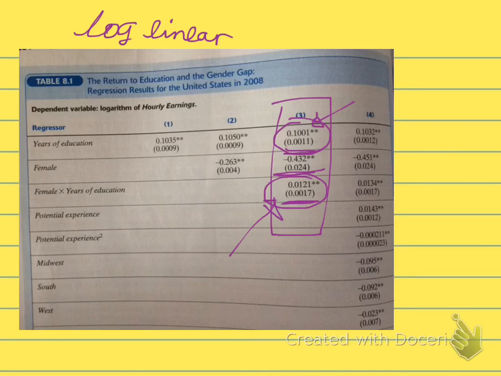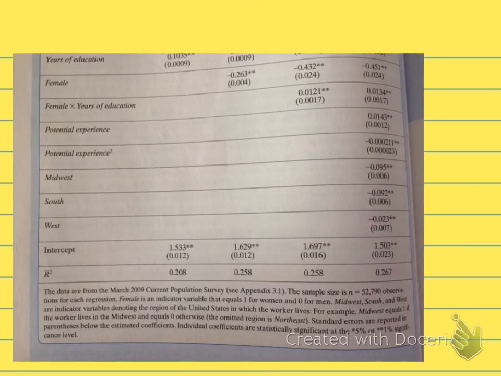When we include more control variables such as experience and region, we find that they're all significant, but they barely change the coefficients on female and female times years of education. So those are robust to these other control variables that we include in the regression. We might think a little bit about these other control variables. For example, potential experience is positive: each additional year of potential experience as you get older is associated with a 1.43% increase in earnings.